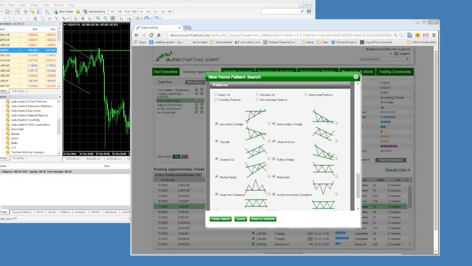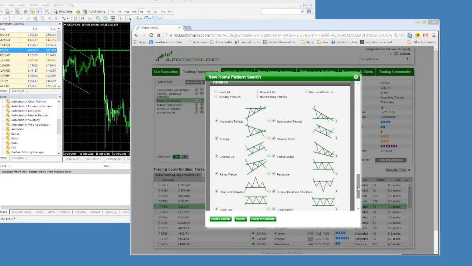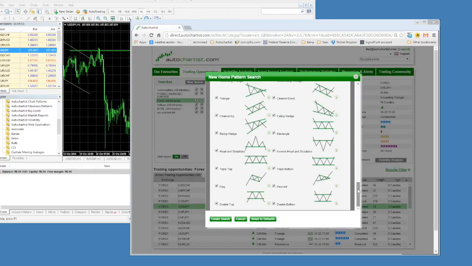Okay, so these are the chart patterns. So we have the ascending and descending triangles, the regular, what we call triangles, those are symmetric triangles. There's channel ups, channel downs, falling and rising wedges, rectangles, head and shoulders, inverse head and shoulders, triple tops, triple bottoms, flags, pennants, double tops, and double bottoms.